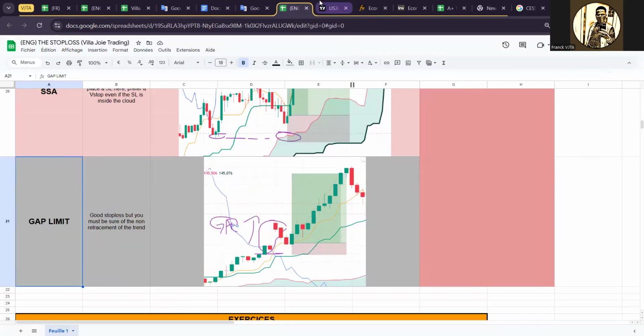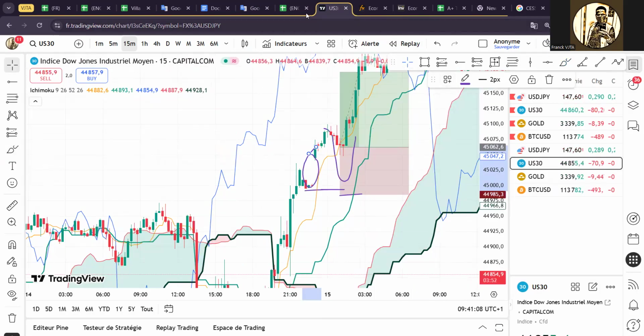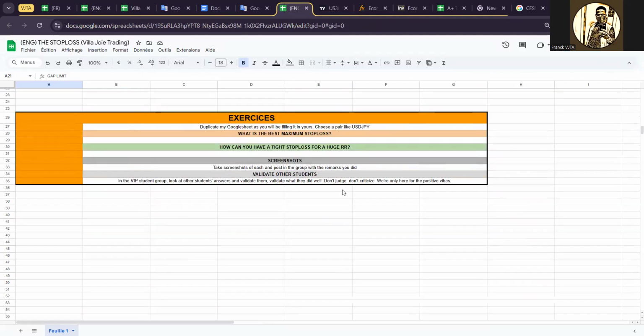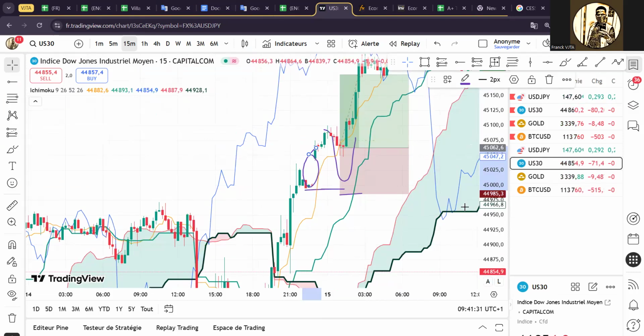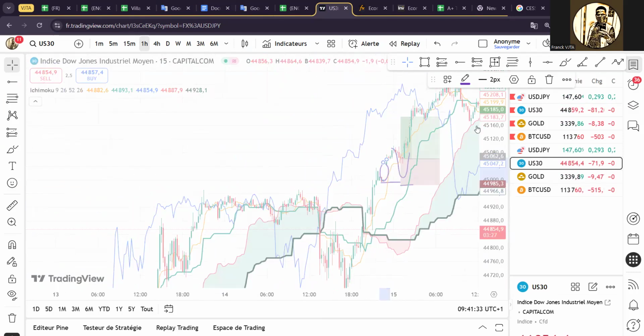With that said, let me ask you two questions. What is the best maximum stop loss in your opinion? Comment in the group. Take a screenshot and show us your best maximum stop loss. And how can you have a tight stop loss for a huge RR, risk reward? Let me take an example.